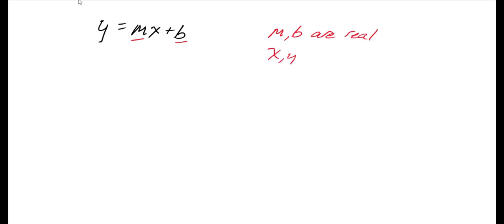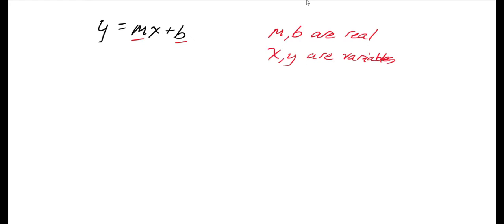So in general, we're going to say y is m times x plus b. And we say that m and b are real numbers. So in other words, they're just some value. And x and y are variables.